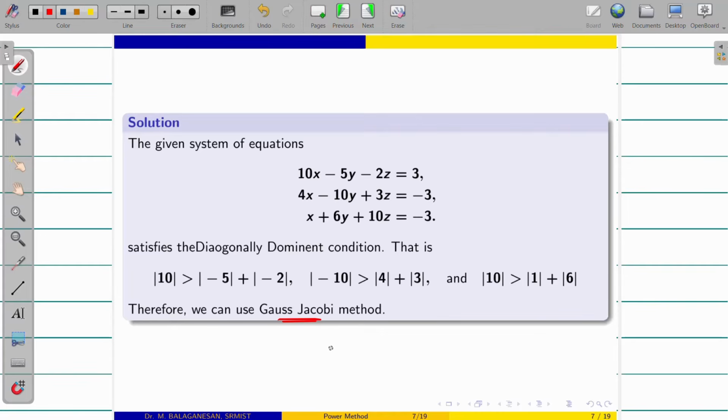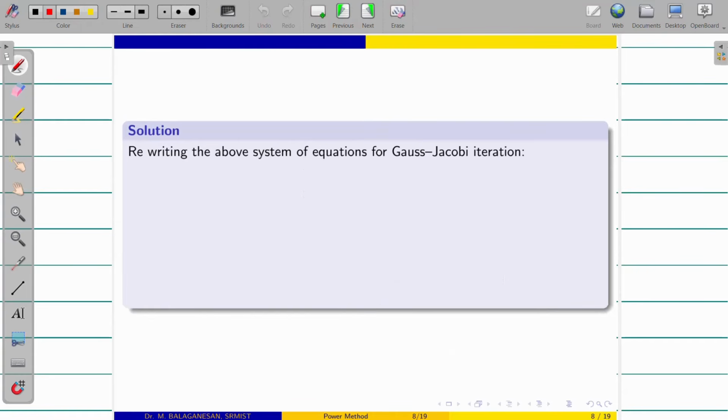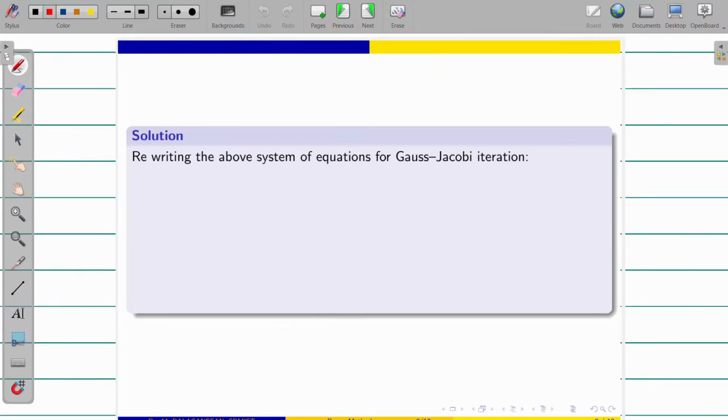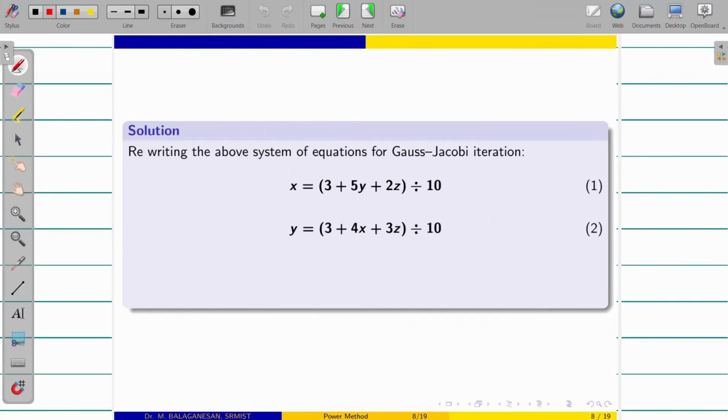In your textbook, if you see, they take the two initial values and apply them to get the next iteration. It looks like a paragraph, but I'm not going to give it like that. My presentation is going to be a different one. Before that, I would like to say something. If it satisfies the diagonally dominant condition, from the first equation I can write x, from the second equation I can write y, from the third equation I can write z. Let's write it. So I'm writing x, y, z.